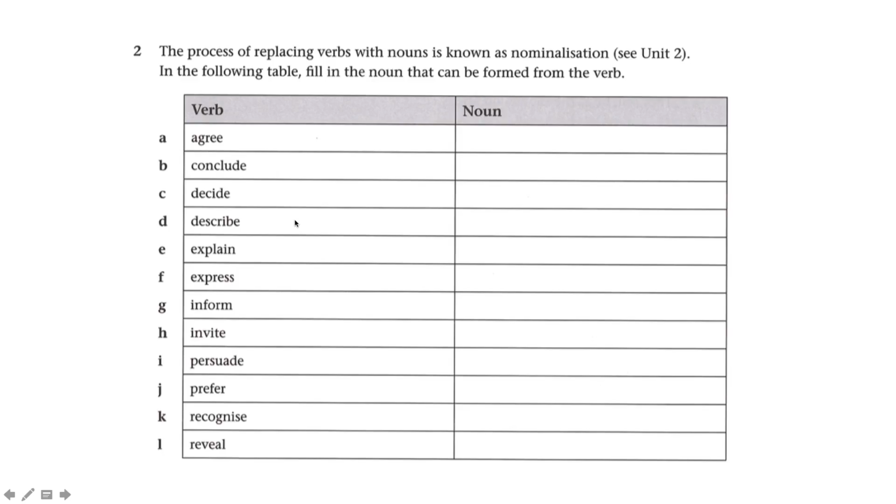The next activity, again, not too difficult. The process of replacing verbs with nouns is known as nominalisation. You should know that from the last unit that you've completed. In the following table, fill in the noun that can be formed from the verb. So if we've got agree here, we know that the noun form of agree is agreement. Now, my writing is terrible using this pen, so probably not the best idea for me to try writing it in there, but you can easily fit that in there in your book.